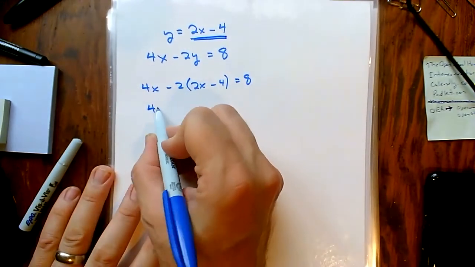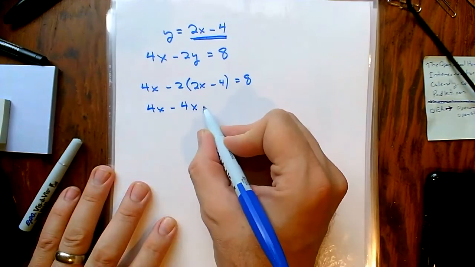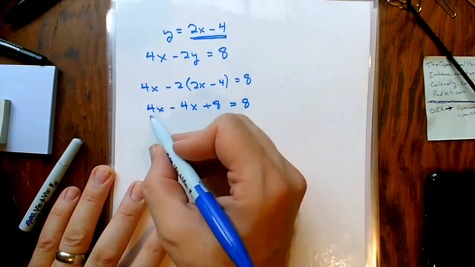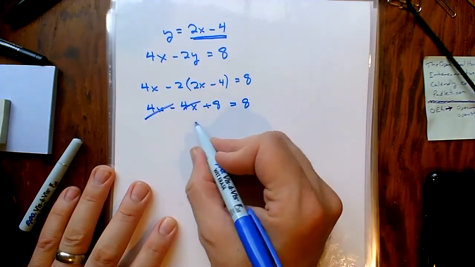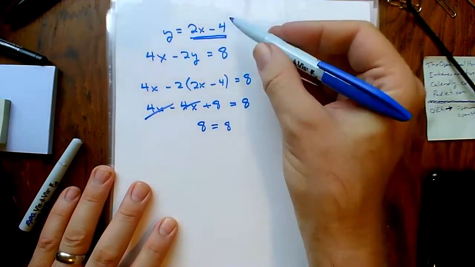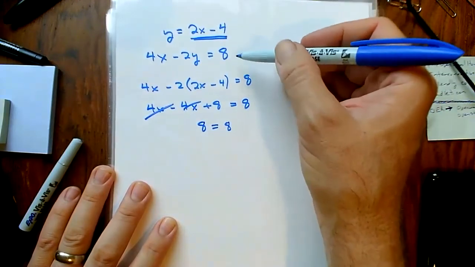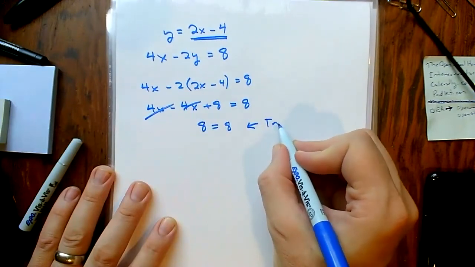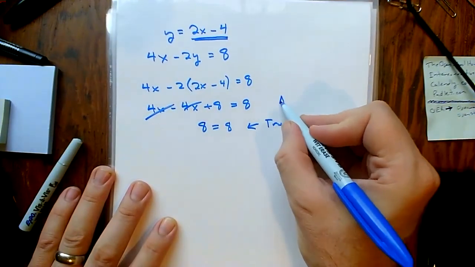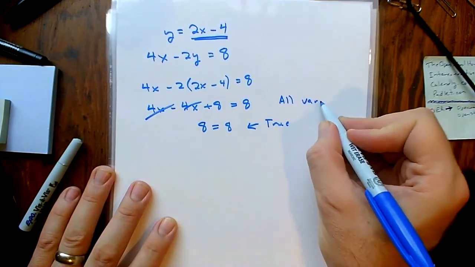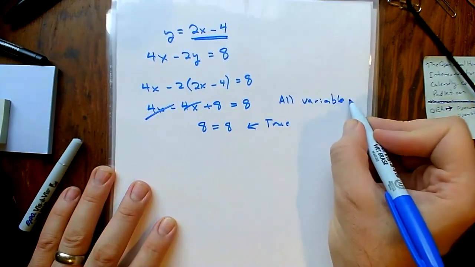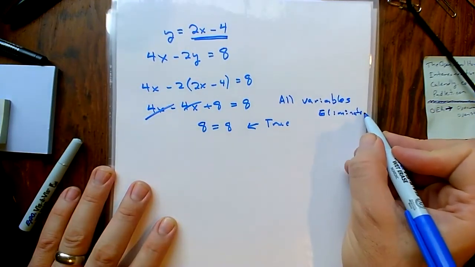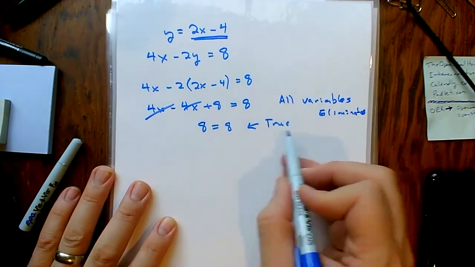And hey, look at this. I've got 4x minus 4x plus 8 is equal to 8. When I add these together, I've got 0 x's. So I've just got 8 equals 8. If we were to graph these, you'd notice that these are the exact same line. This right here is a true statement. All of the variables eliminated. We're left with a true statement.